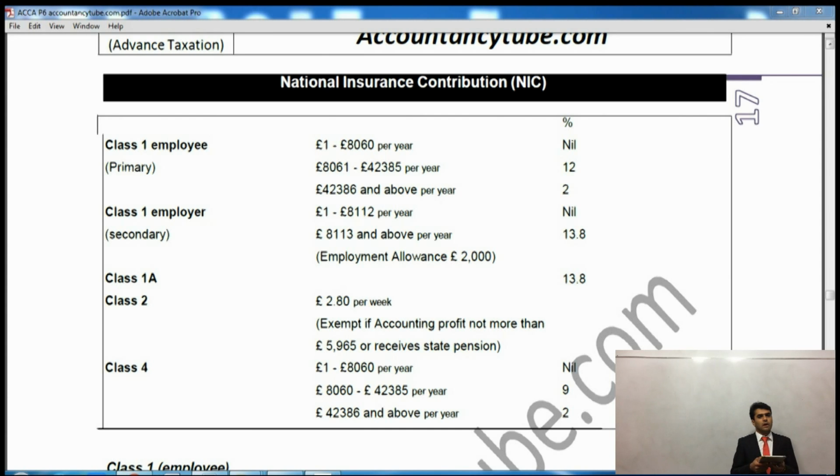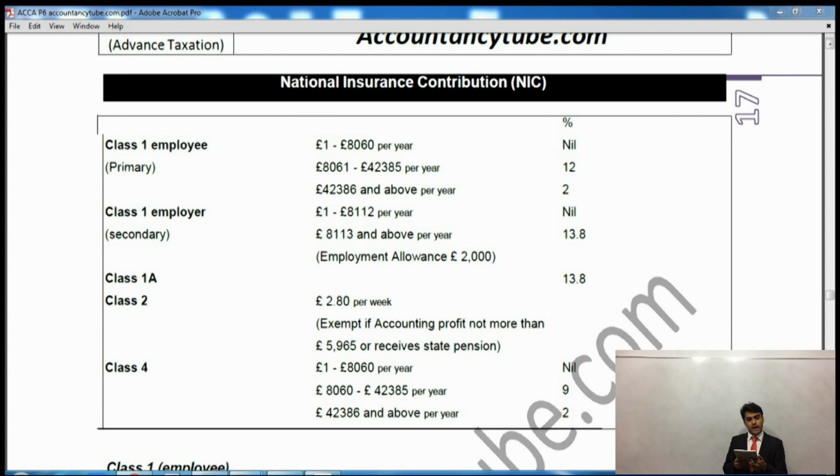Alright, so for example, if this company called AccountancyTube has only 3 employees and all of them are paid £500 a year, then they will not have to pay any employer class 1 NI. Alright? For example, if their salaries total £10,000, then you will have to deduct the employment allowance of £2,000. Whatever the remaining one is, you will have to pay tax on that. So the employment allowance of £2,000, as far as employer NI is concerned, will always be given. You will always have to deduct it when you are calculating the employer NI.